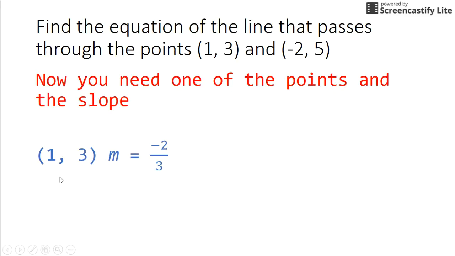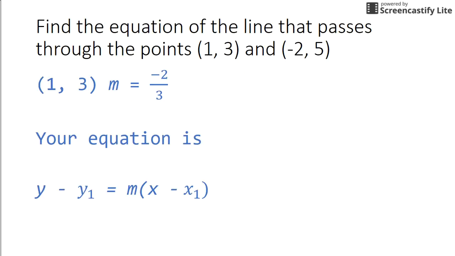Now you need one of the points and the slope. So let's just choose this point. We're choosing this point because it's got no negatives, no real reason, and we've got the slope. So we've got the information we need. Now what do we do with it? Well, there's obviously an equation. So the equation is y take y1 is equal to m times x take x1.